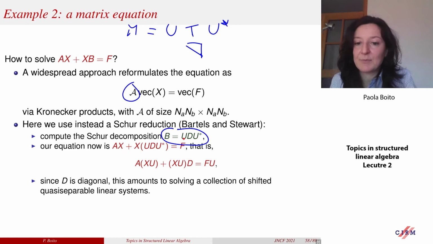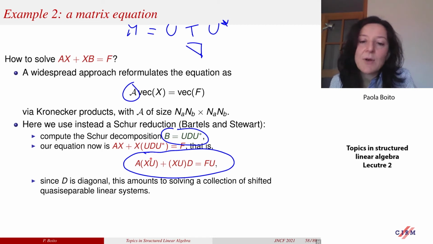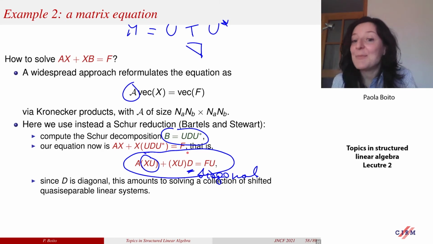Now, if we replace this expression in our matrix equation, what we get is AX plus X times UDU star equal F. And if we multiply everything on the right by U, we obtain a new matrix equation, where the new coefficients are A, a diagonal matrix, and F times U. And the new unknown is X times U. So here we have a matrix equation with diagonal coefficients. And this means that solving this matrix equation amounts to solving a collection of shifted linear systems, where the matrix is quasi-separable, because what we have are shifts of the matrix A, which is banded and therefore quasi-separable.